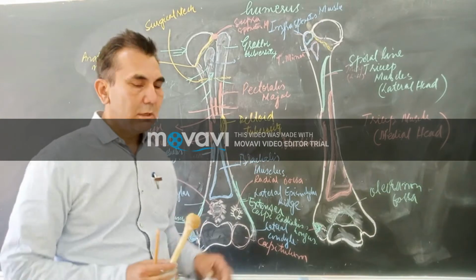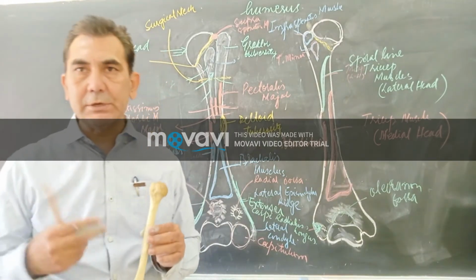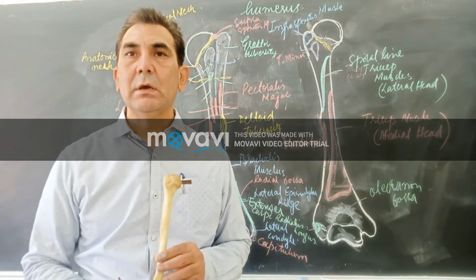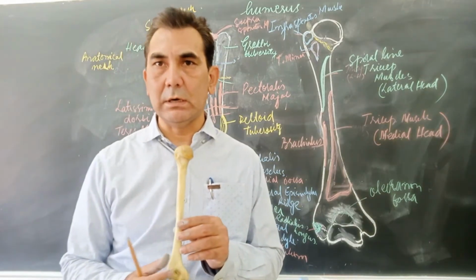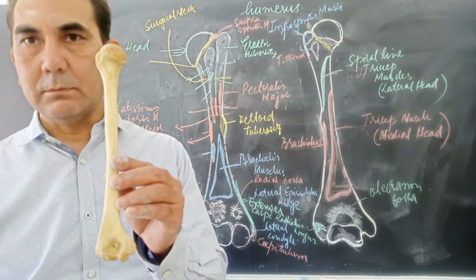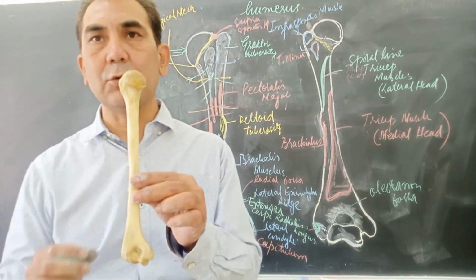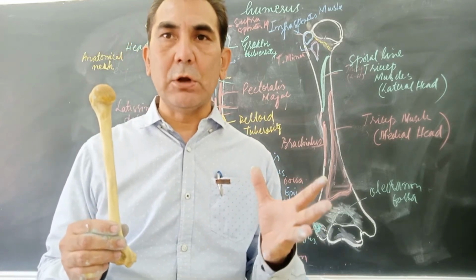Now we'll show you the features of the humerus bone on the original bones. Now see, this is the humerus bone. Again, the humerus is a type of long bone.